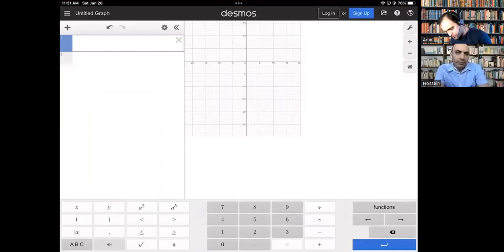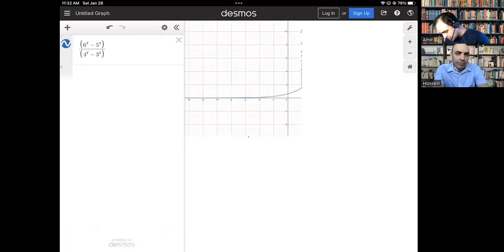So I had 6 to the x minus 5 to the x. Then the whole expression divided by 4 to the x minus 3 to the x. Cool. Close the bracket.